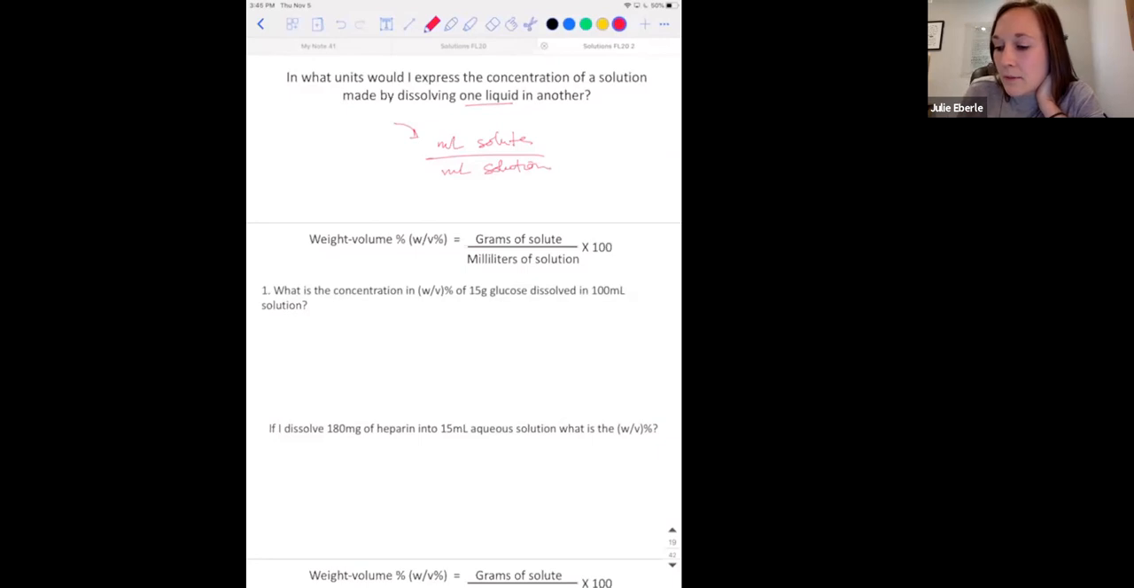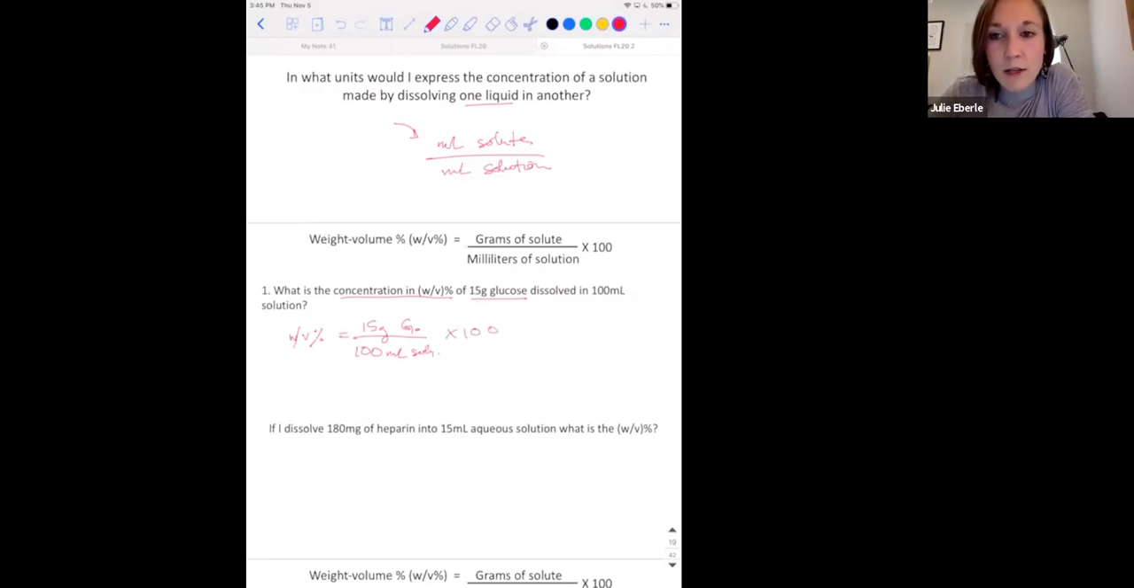This first one says, what is the concentration in weight volume percent of 15 grams of glucose dissolved in 100 milliliters of solution? What is the concentration in weight volume percent if you have 15 grams of glucose and 100 milliliters of solution? So we're just going to plug in 15 grams on top, 100 milliliters on bottom. You're going to multiply by 100. So weight volume percent equals 15 grams of glucose, I'm going to use capital G, over 100 milliliters of solution times 100.